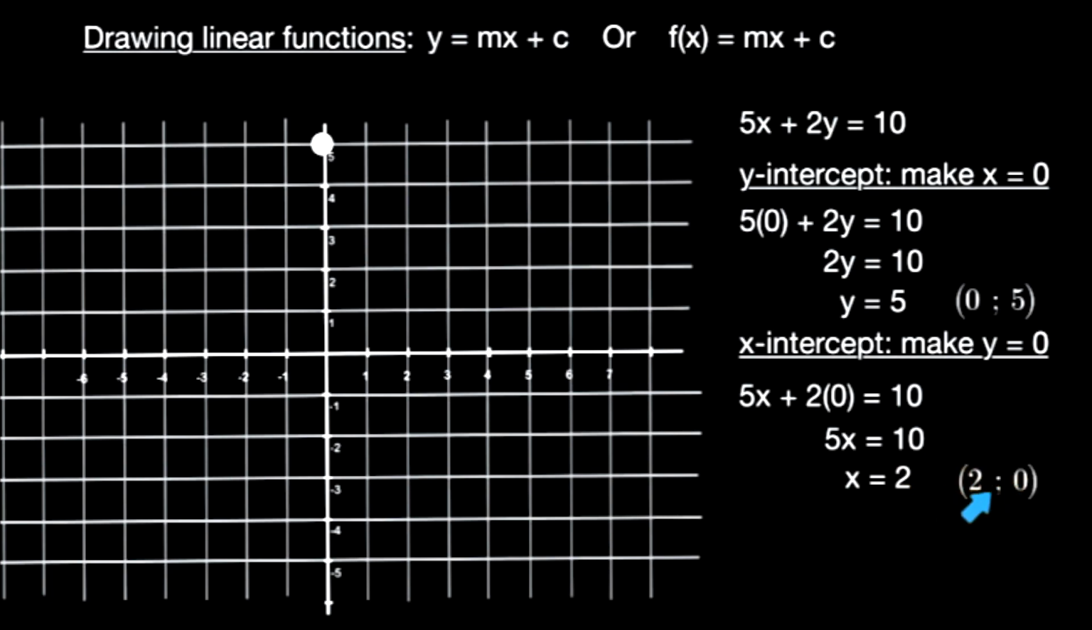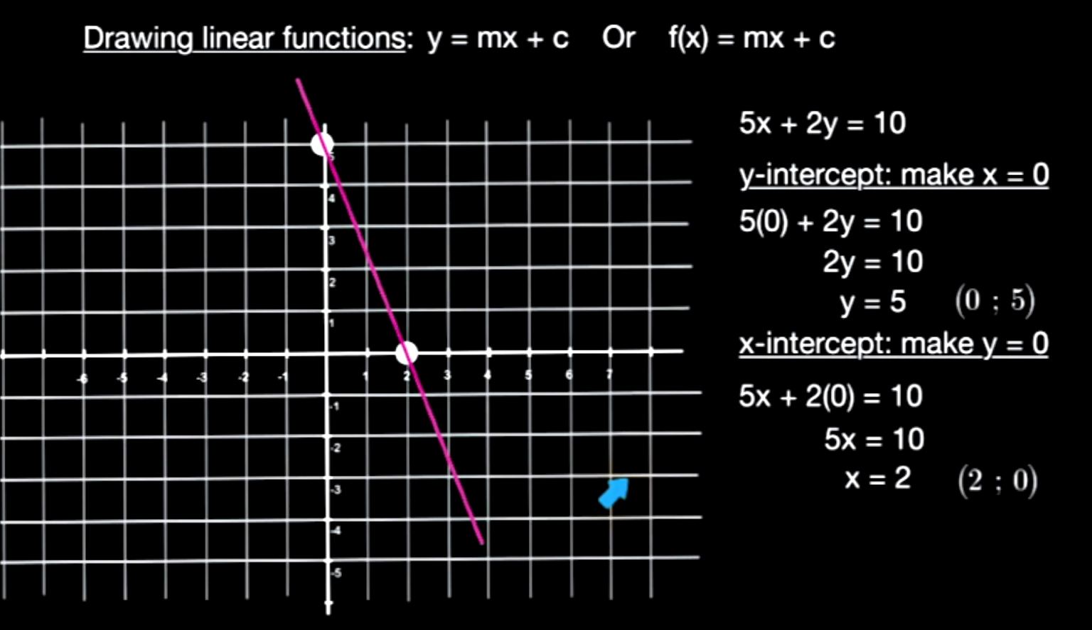And we can find this dot right there, because it's 2 units to the right of the origin, and we didn't have to move up or down because we're on the x-axis. So there's our 2 dots. Let's connect them. There we go. And there is our straight line.